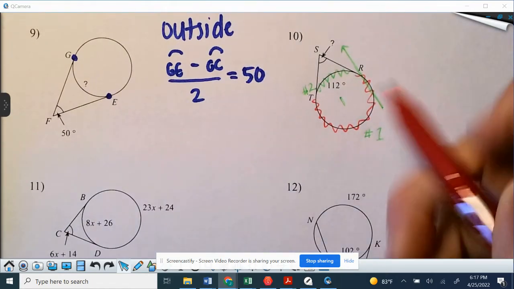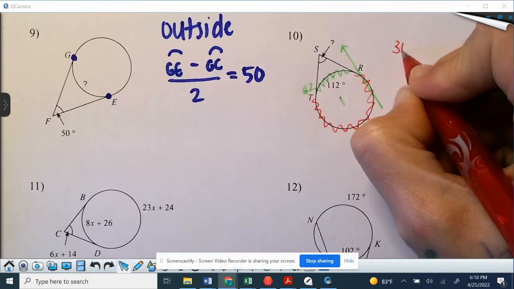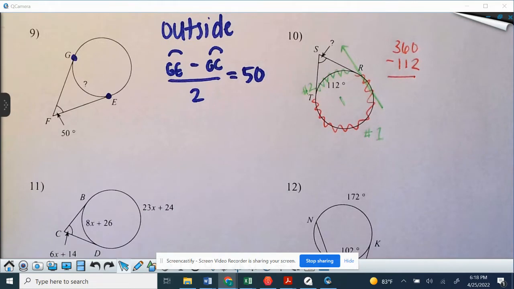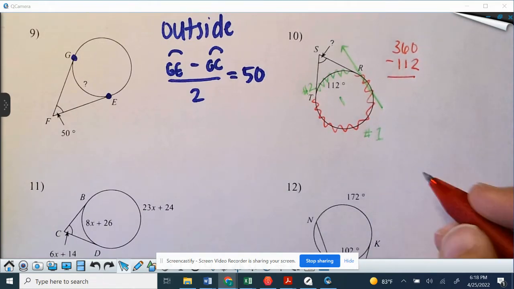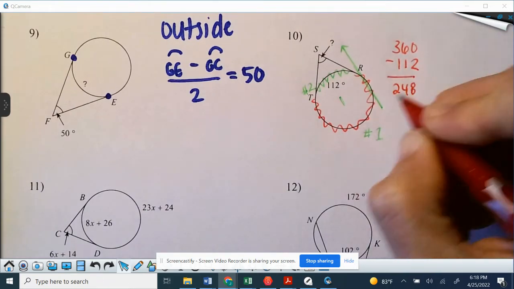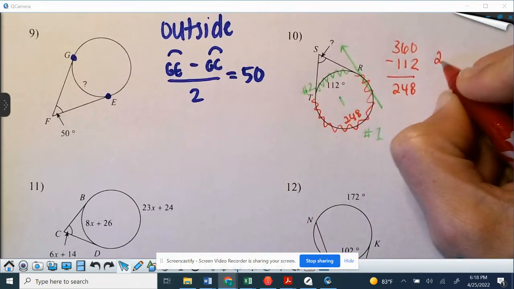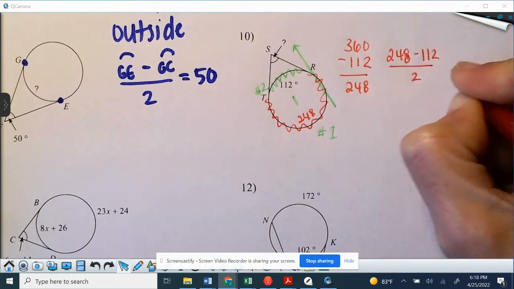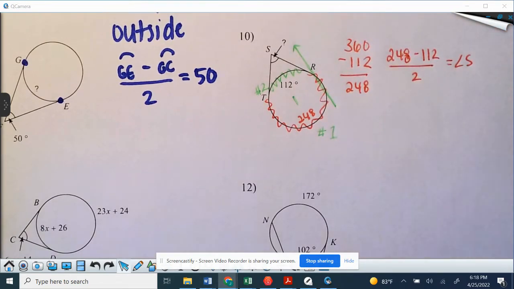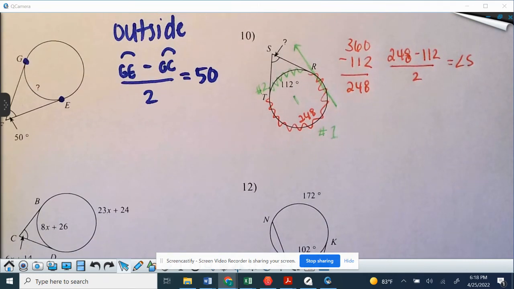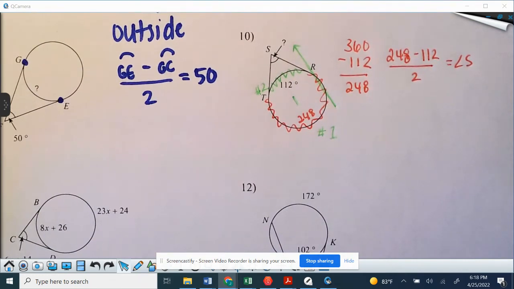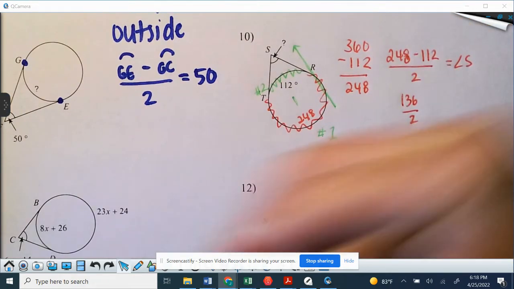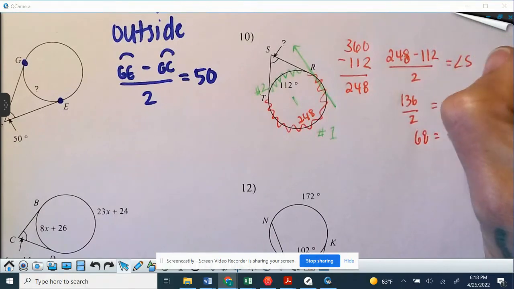So to figure out what arc 1 is: 360, because it's a whole circle, minus 112 is going to give me 248. So I know this is 248. I'm going to take 248 minus 112, divided by 2, and that'll give me angle S. 248 minus 112 is 136. Divide that by 2, and that gives me 68. So angle S is 68.